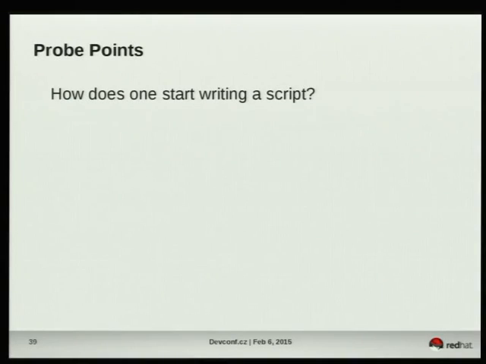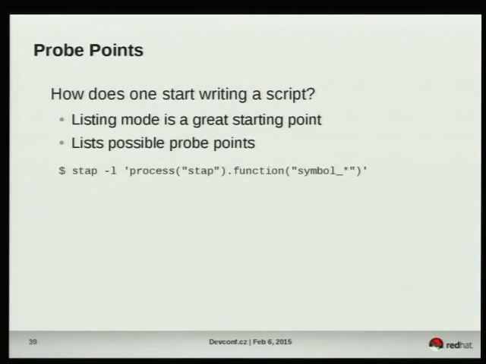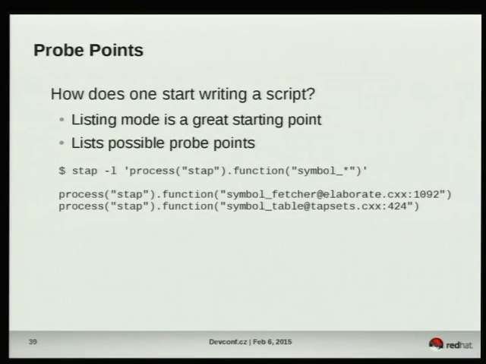So starting to write a script, one thing I would usually recommend doing is listing what functions or what's available, right? So list the possible probe points. So if you treat it like a black box, you've got a program, you're not sure what it does, you can start here. So if you specify -L, you go through, process SystemTap, and every function that starts with symbol underscore, and we'll list it for you. Right? It looks something like that.